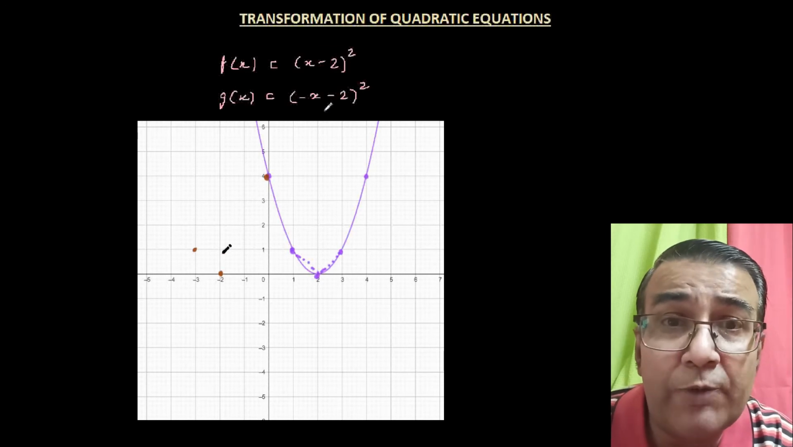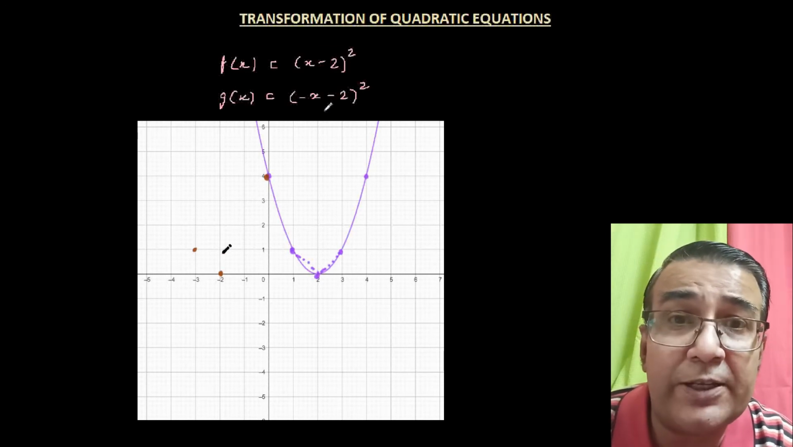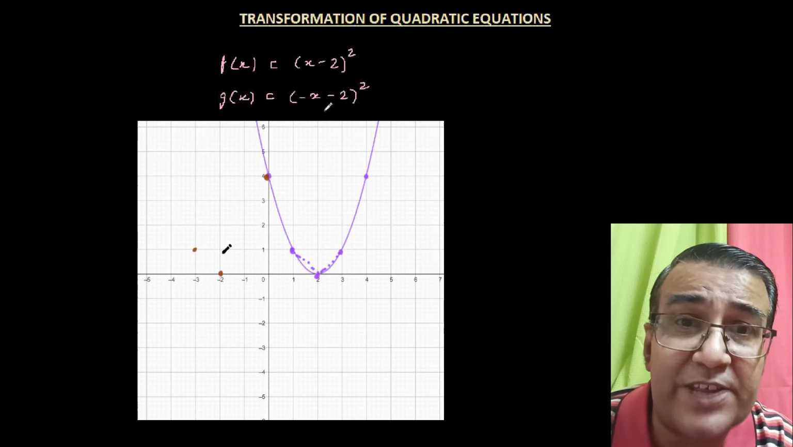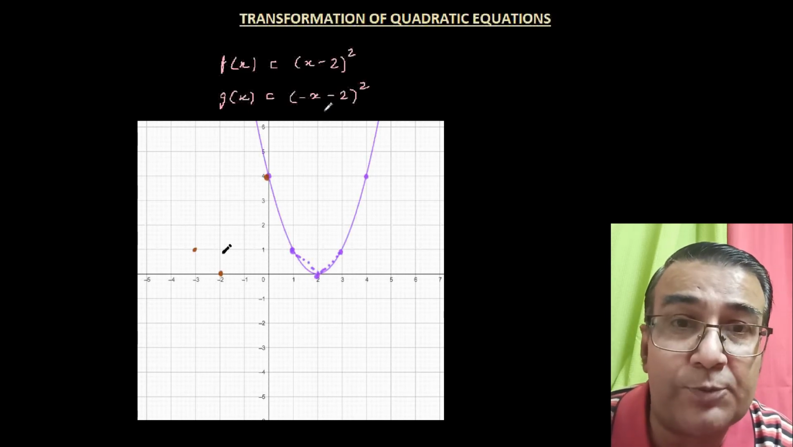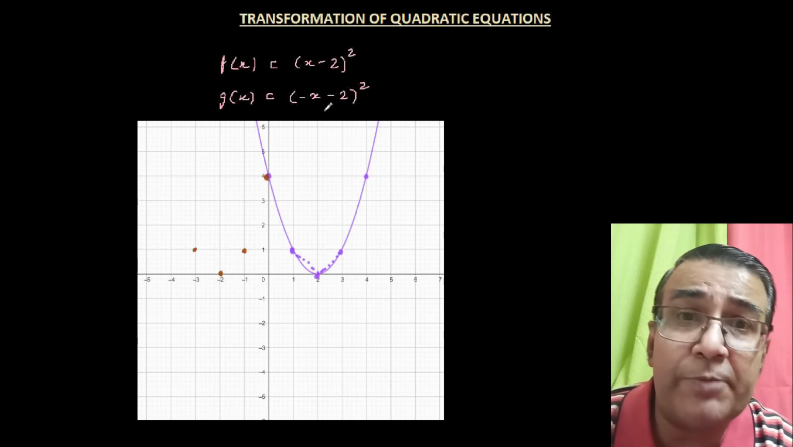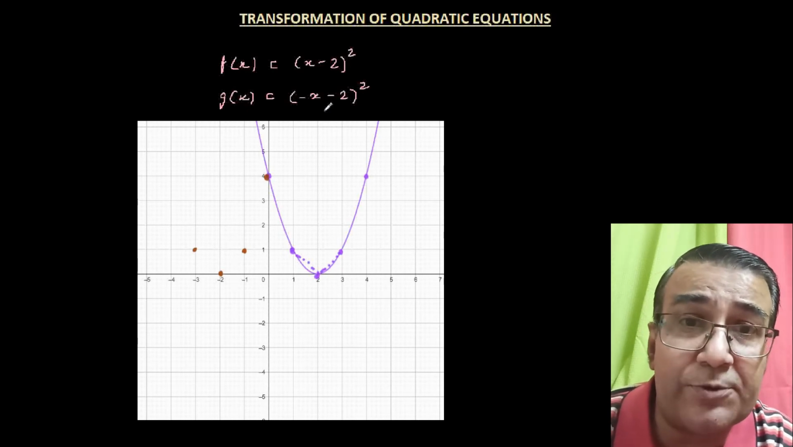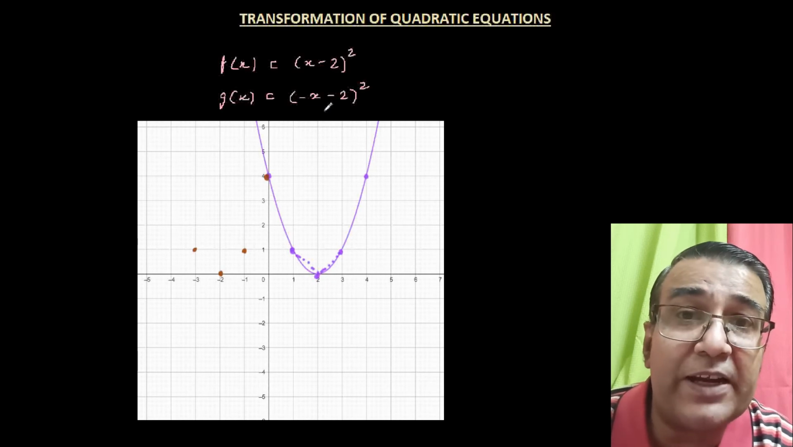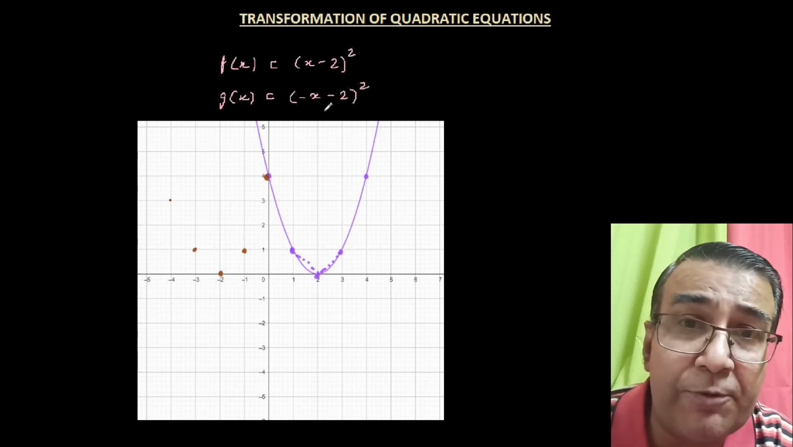Taking x as -1, so negative of -1 is +1, 1 minus 2 is -1, and the square of that is 1. So it's going to be (-1, 1). And taking x as negative 4, negative 4 becomes positive 4, 4 minus 2 is 2, and the square of that is 4, so it's going to be (-4, 4).